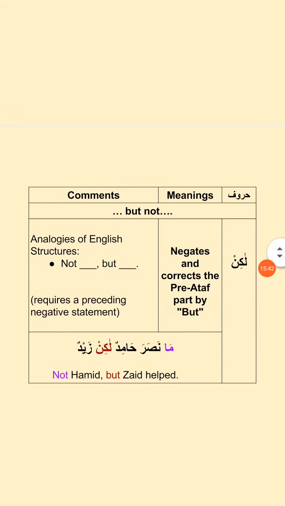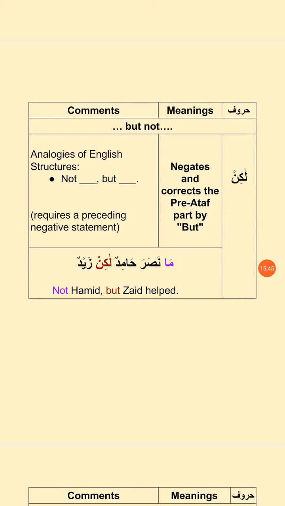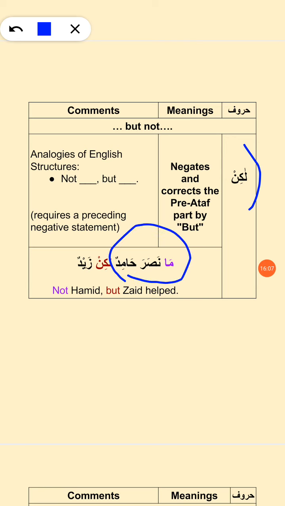That is your La. However, if you want to employ a different approach, because there are different ways of saying the same things, aren't there? If you want to say the same thing but in a different manner, you could use lakin. How? You could mention the wrong information first in the pre-ataf portion, and then tell the audience the true or correct information in the post-ataf portion. So not Hamid, but Zaid helped. It's the same thing, but you're using a different way of telling it.